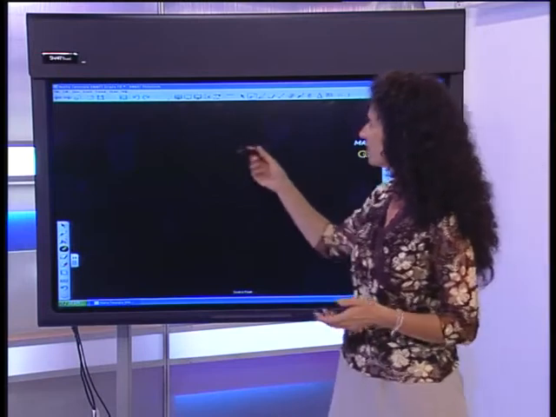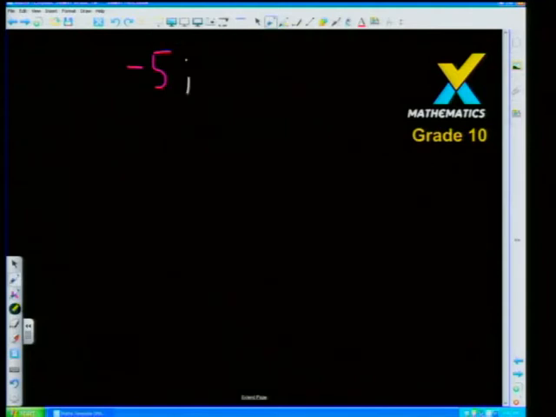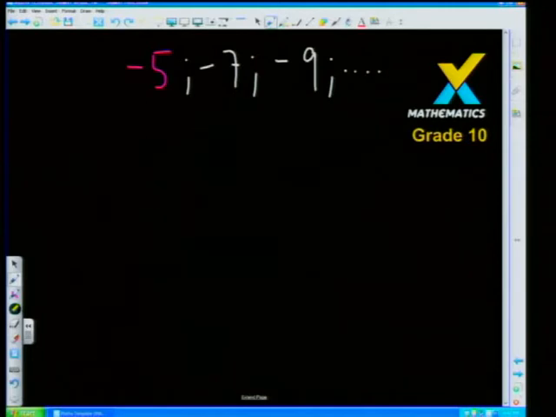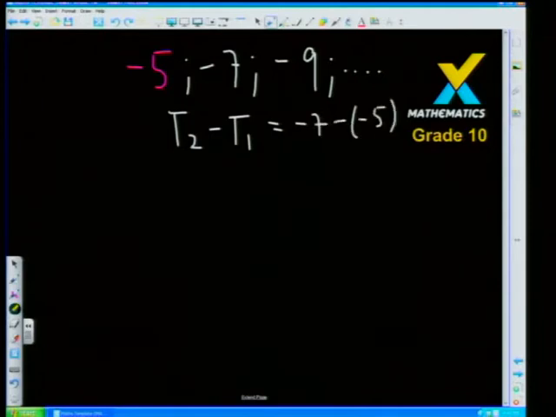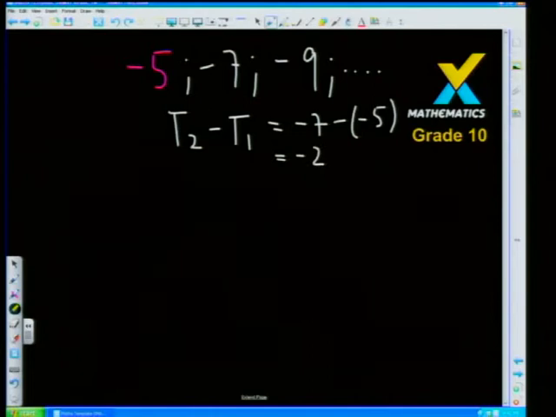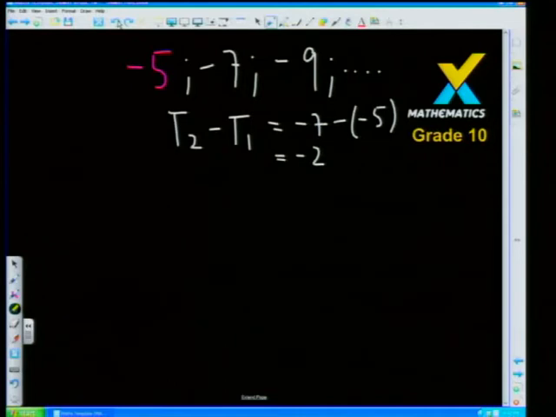So let's look at the sequence: -5, -7, and -9. Let's see what Tn would come out as. Firstly, let's look at what's happening between -5 and -7. T2 minus T1: we get -7 minus -5, so in the end we get -2. And what's happening between T3 and T2 is the same: -9 minus -7 is also -2.